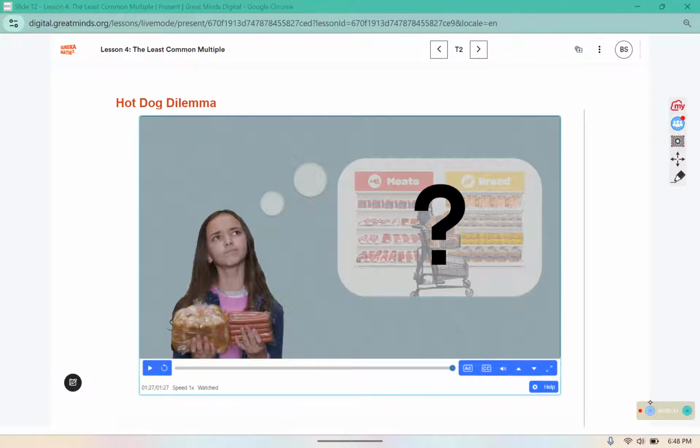So what seems to be her problem? She's trying to get 1 hot dog for every bun, but they come in different amounts. The hot dogs came in packs of 10, and the buns came in packs of 8. So she's going back and forth, selecting more packs of each to try and figure out how many packs of hot dogs and how many packs of buns she would need to purchase for each bun to get a hot dog.